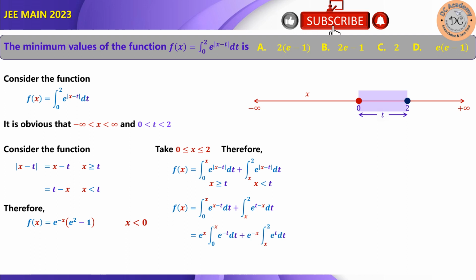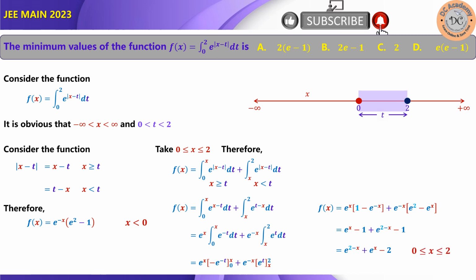Now we have to find the integration. So e to the power x is constant, taken common, plus or minus x. Performing the integration, the integration of e to the power minus t will be minus e to the power minus t, and e to the power t will be e to the power t. If we substitute the lower and upper limits and do the basic arithmetic calculation and a little more simplification, we get e to the power 2 minus x plus e to the power x minus 2. So this is the expression of f(x) when x lies between 0 to 2. Let's go ahead and find the remaining case, that is 2 to infinity.